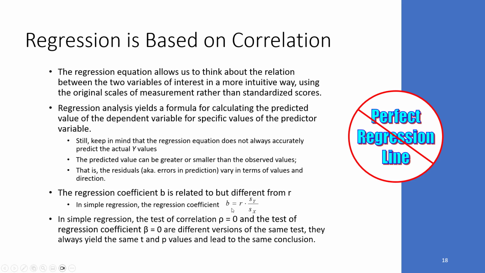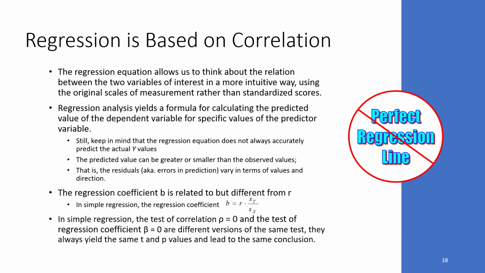Mathematically, the regression coefficient B, when predicting Y based on X, equals the correlation between X and Y times the ratio between the standard deviation of Y and the standard deviation of X. The relationship between B and R takes us back to the starting point. Regression is based on correlation.